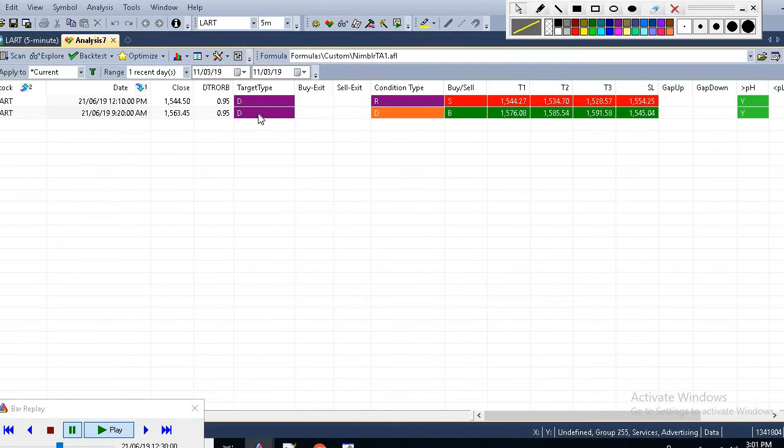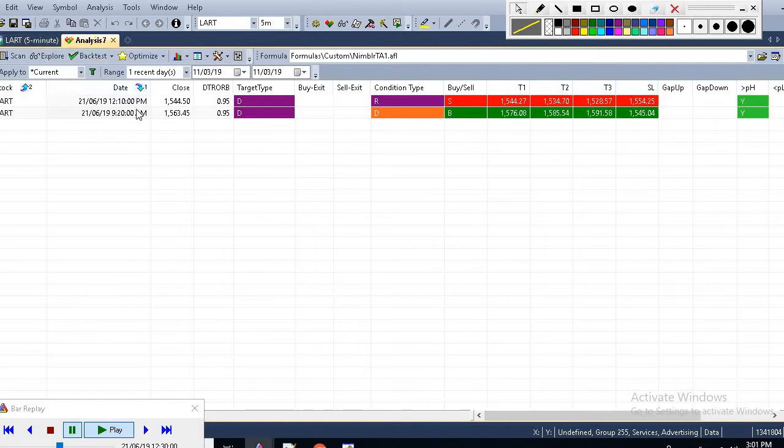Right. At this moment, we have a sell signal, right? And it is at 12:10. So 12:10 p.m. I get a reversal sell signal. Over here, R stands for reversal, and this is a sell signal. It is marked buy or sell as sell over here. The three targets for the sell side are marked, and also the stop loss is there, right?